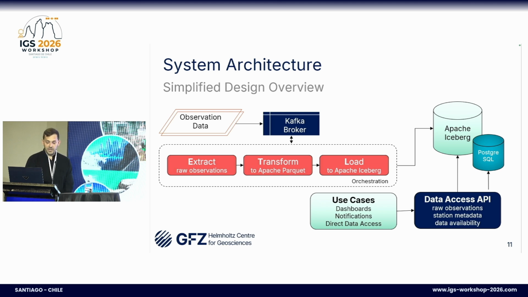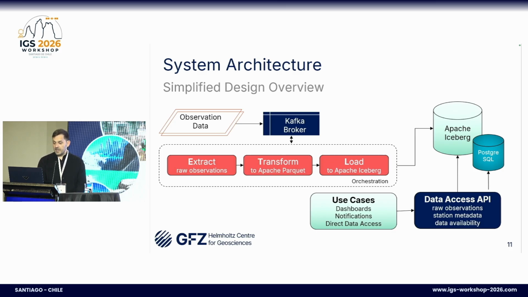The major point that we have here is an ETL pipeline. So we actually extract the raw observations from RINEX. We transform them to Apache Parquet, and we can then load that Apache Parquet format into Apache Iceberg, which is our data lakehouse. As a side container, we have a PostgreSQL database that has information about the station metadata, as you know from the IGS site logs.